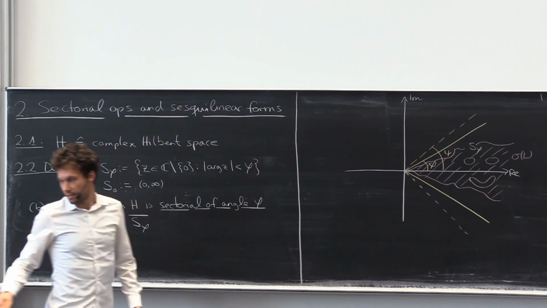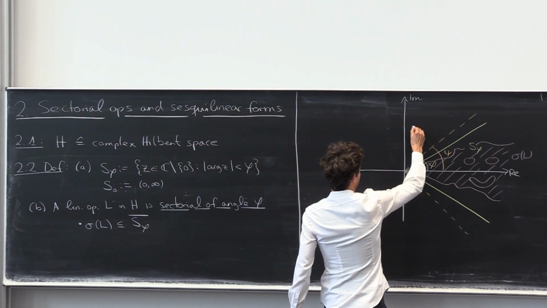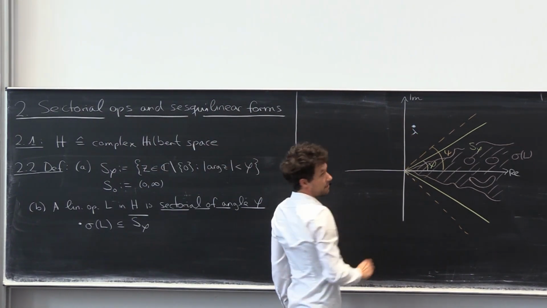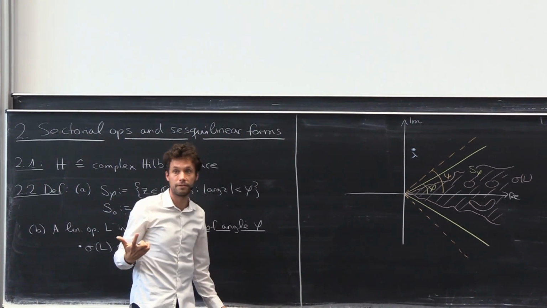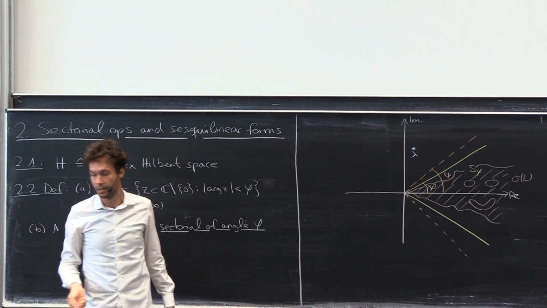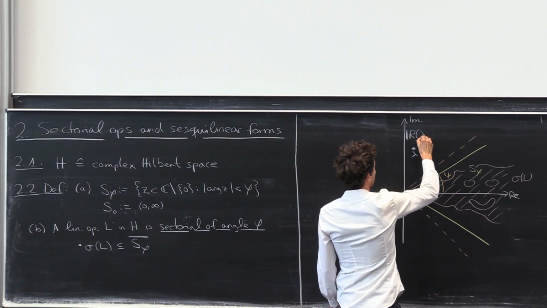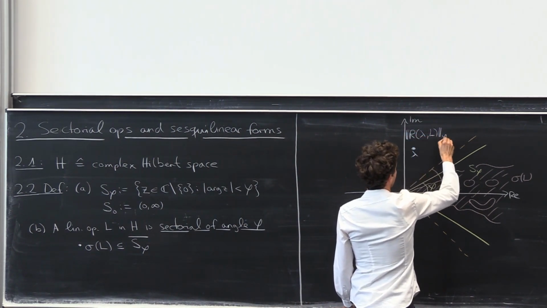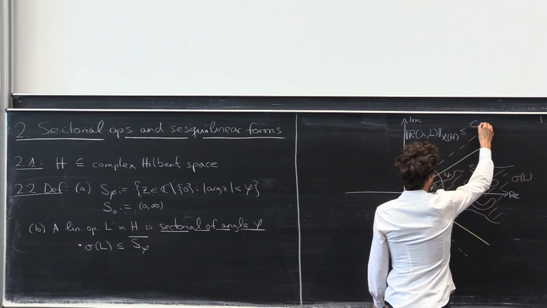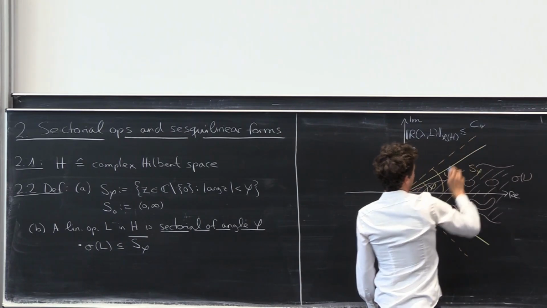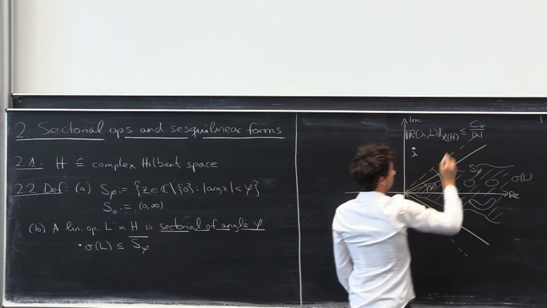then what I want is that whenever lambda sits out here, then lambda is going to be in the resolvent set. That's not enough for me. I want to have a growth condition on the norm of the resolvent. And so what I want at these points is that the resolvent in norm is bounded by a constant that only depends on the opening angle of the larger sector divided by lambda.